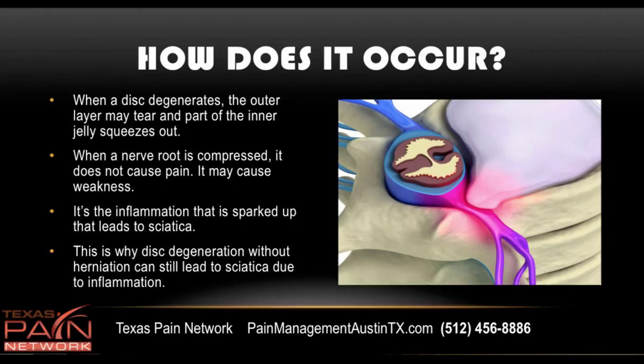When a disc degenerates, the outer layer can tear and part of the inner jelly can squeeze out. Okay, so just pretend that this is the outer layer and it has a tear in it and the inner part's squeezed out and it's pinching on the nerve root here. Okay, this in and of itself doesn't cause pain. Now what happens is it can get inflamed, which is why it's red, and that causes sciatica pain to shoot down that nerve root. Okay.